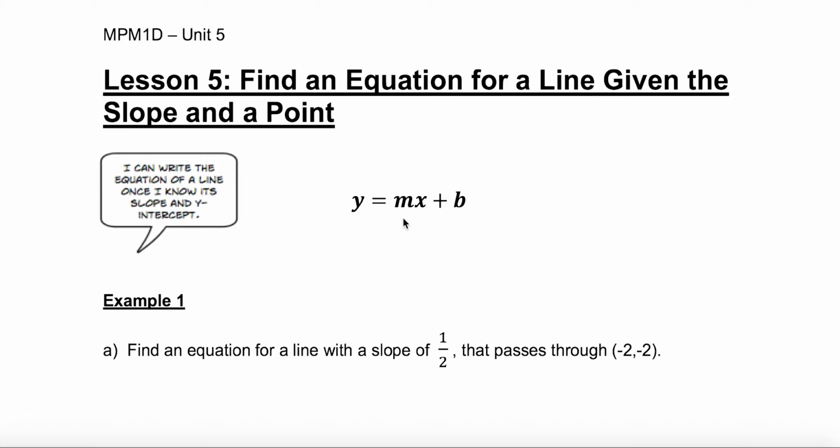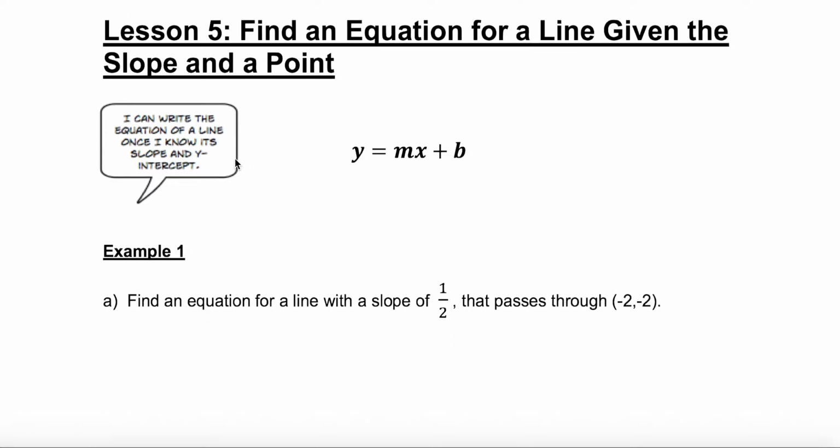So let's look at example 1. Just remember that we can always write an equation of a line, but if we're using slope y-intercept form, we need the slope and we need the y-intercept. So if I knew the slope and the y-intercept, I would be able to write the equation of my line. That's all I need.